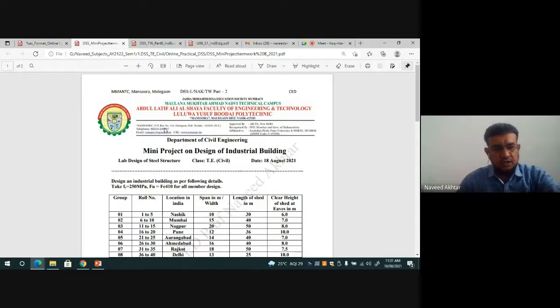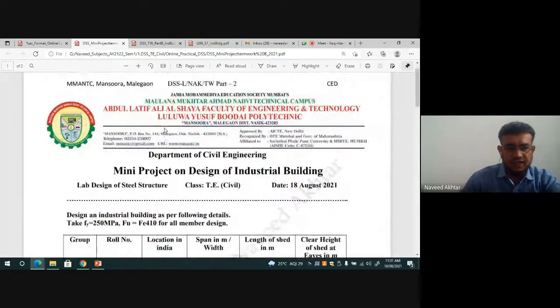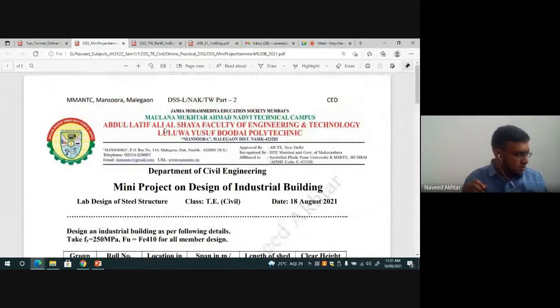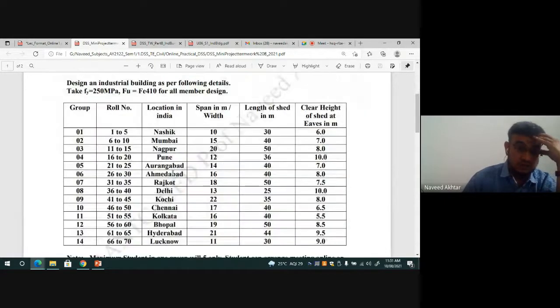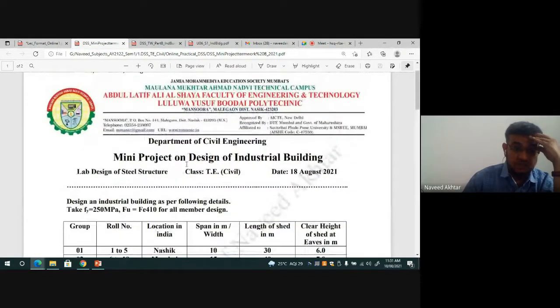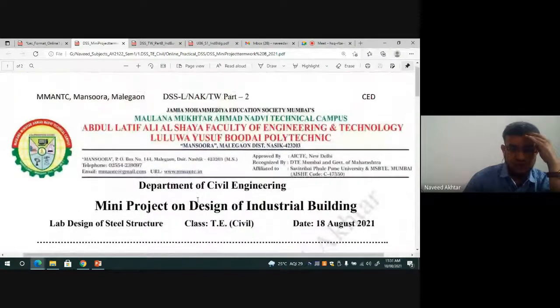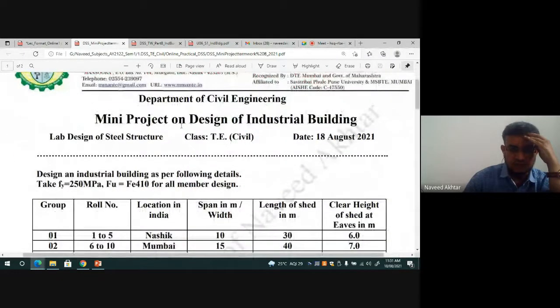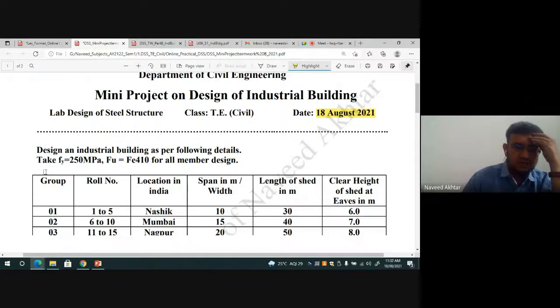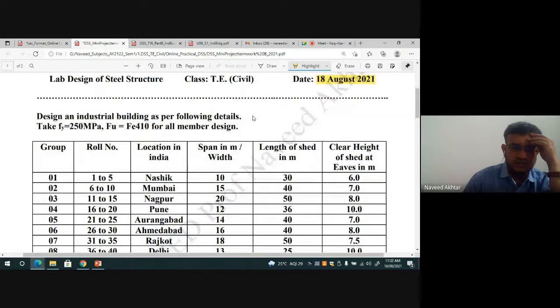The work is divided as per the roll number, because the students will not come into college, that's why I have done the distribution as per the roll number. This mini project is on the design of industrial building, in the lab design of steel structure subject. The date today is the 18th of August 2021.